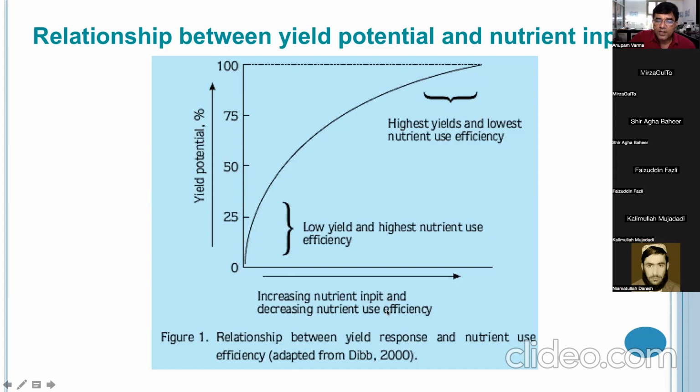So this picture is showing us that as we increase the dose of nutrient application, the nutrient use efficiency declines. That is the message. At a lower level of nutrient application, you get low yield but the highest nutrient use efficiency. But if you go for high yields, the nutrient use efficiency will be lower. So what you can do is draw a line and take the difference, delta y upon delta x.